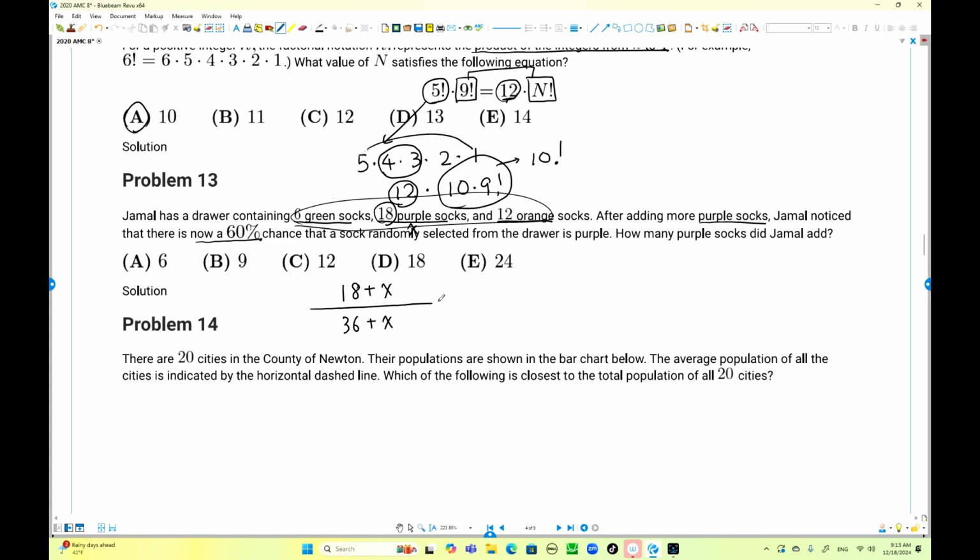That's going to be 60%, which is 60 over 100, 6 over 10, which is 3 over 5, okay? You can use this one too. So cross multiplication: 90 plus 5x equals 108 plus 3x, right? 2x is 18, right? So x is 9, that is the answer, okay? All right.